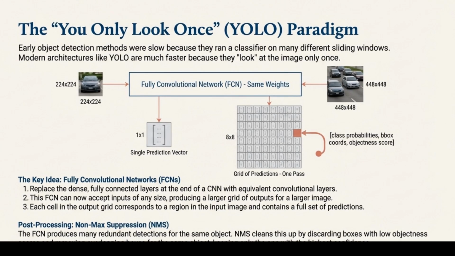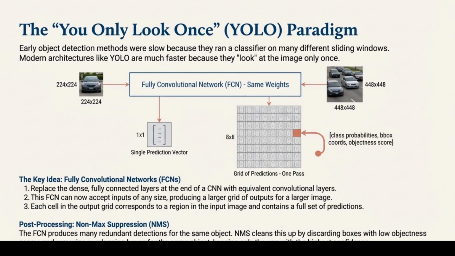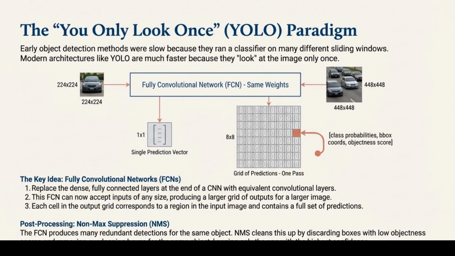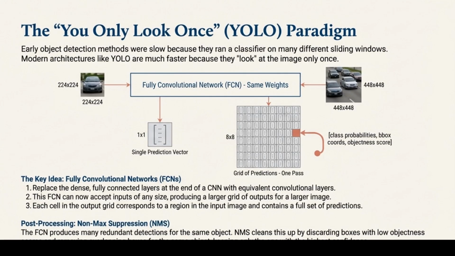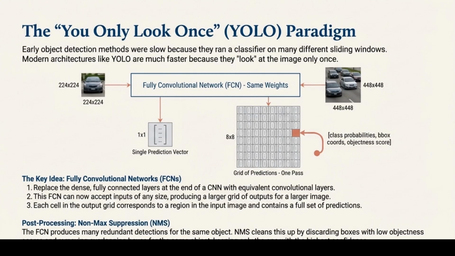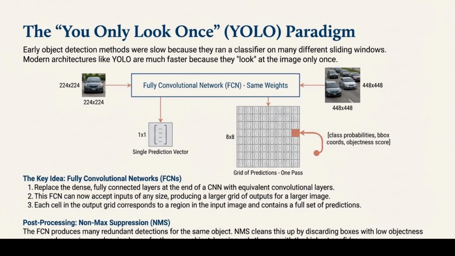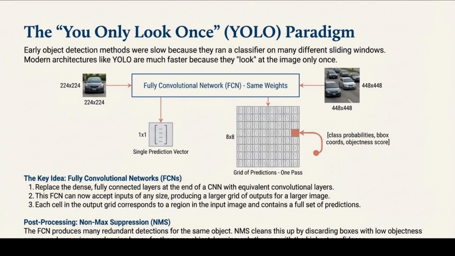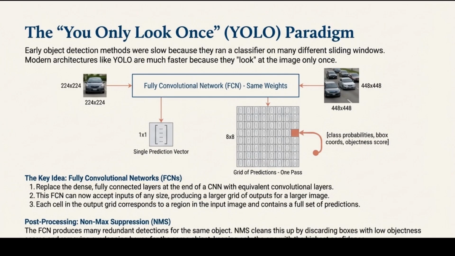Because the FCN produces many redundant or overlapping detections for the same object, a crucial post-processing step called non-max suppression, NMS, is required. NMS cleans up the output by discarding boxes with low objectness scores and removing overlapping boxes for the same object, keeping only the single prediction with the highest confidence.